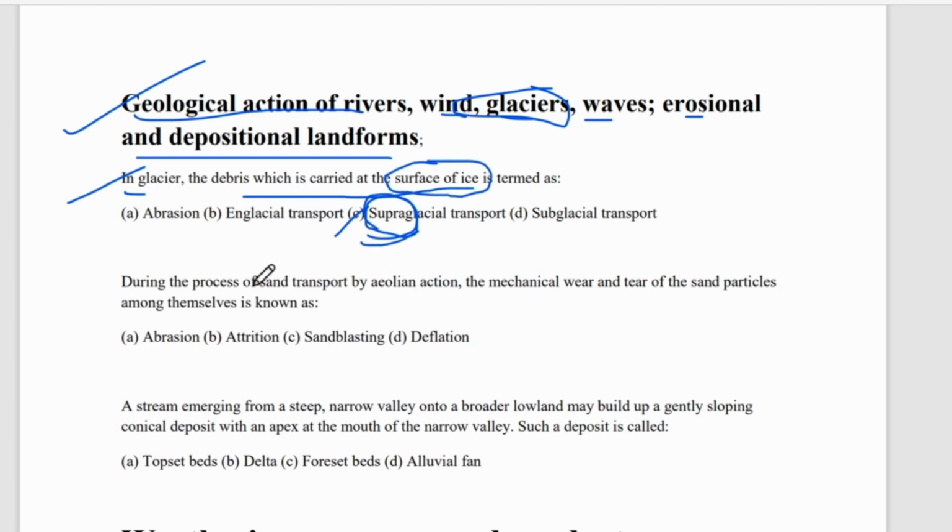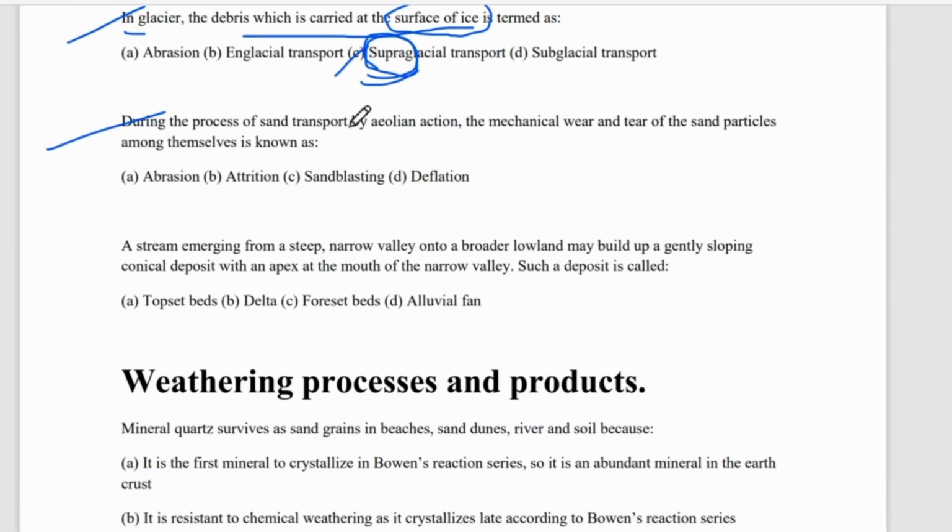So it is supraglacial. So during the process of sand transport by aeolian action, the mechanical wear and tear of the sand particles among themselves, okay, they are wearing and tearing among themselves. They are breaking against each other. So it will be attrition.